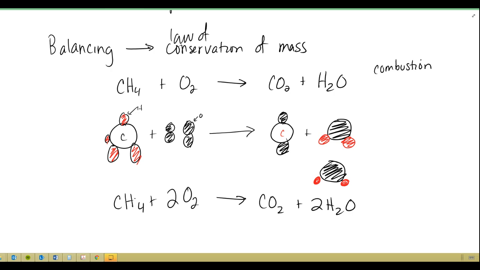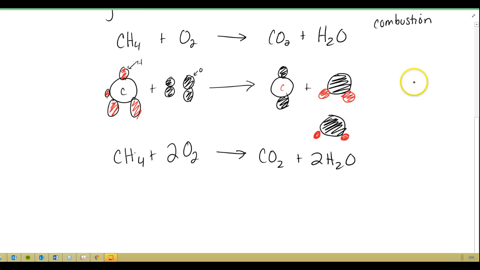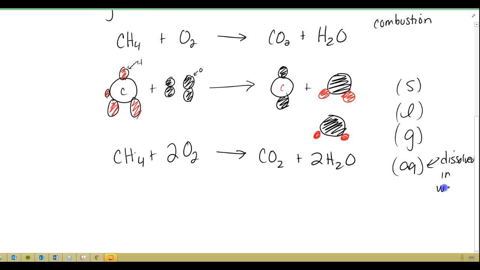If you read in your book, you will notice that there are some symbols you need to know about chemical reactions. S stands for solid, L for liquid, G for gas. AQ is aqueous. That means that it is in solution or dissolved in water, which is different than a liquid, which is a pure substance in water.